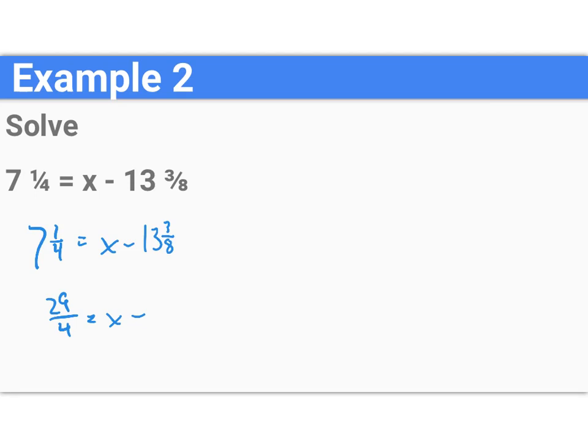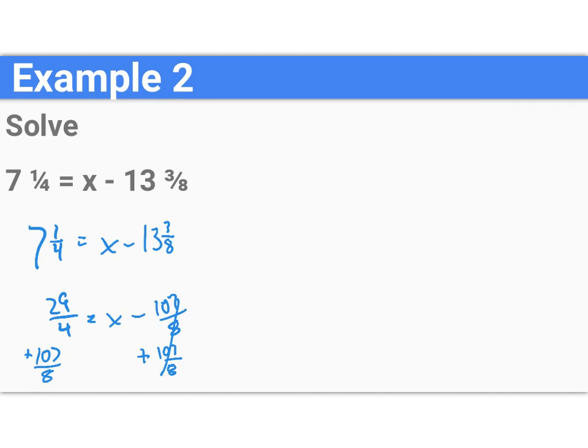Okay, so 13 times 8 is 104, plus 3 is 107/8. Okay, so now let's look at what's being done to our variable. Subtraction, we're going to add 107/8 to both sides. It cancels out there. Plus 107/8.